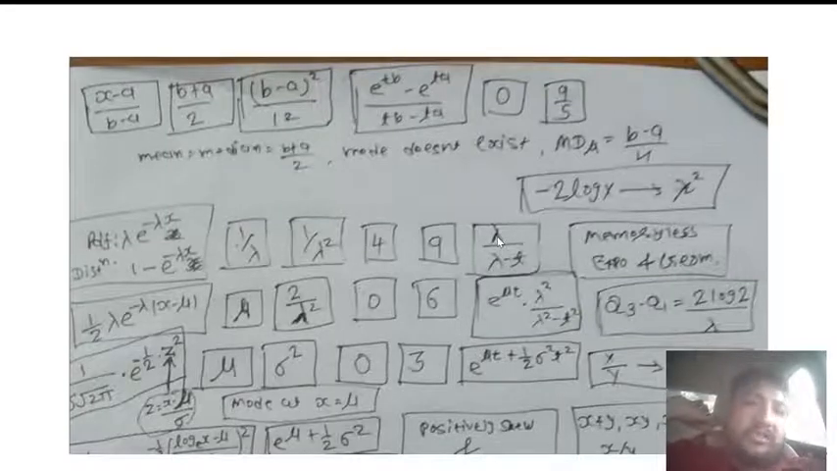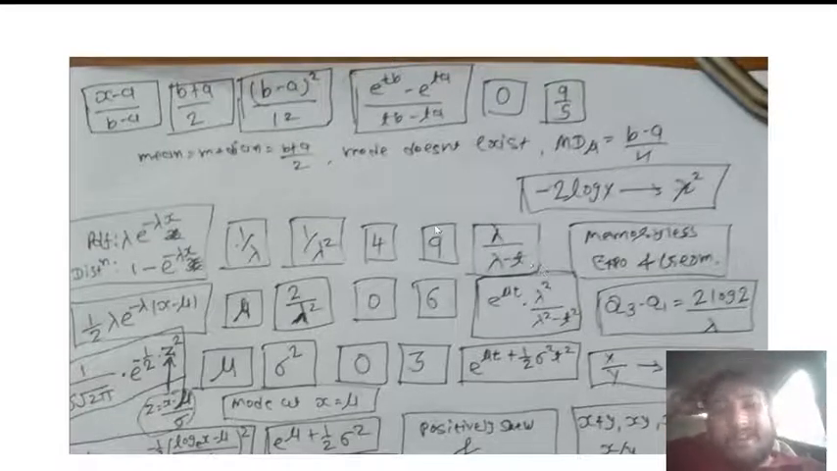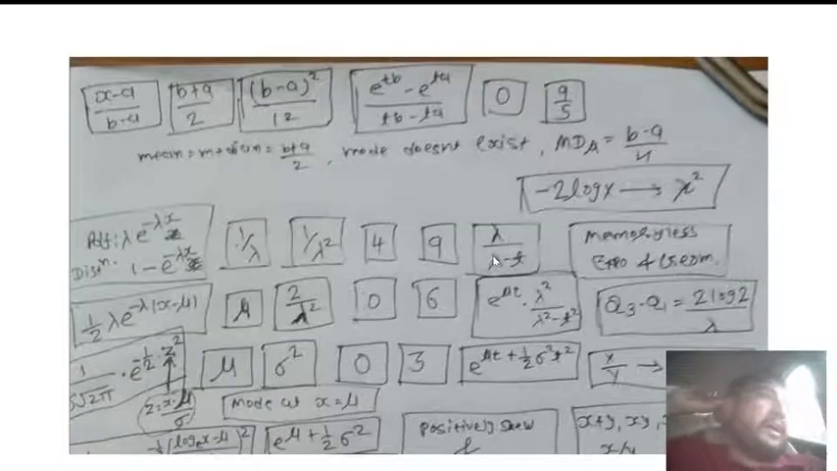So, what is this? Lambda by lambda minus t. Which property is this of the exponential distribution? Lambda upon lambda minus t is the moment generating function. You say M_X(t) or MGF. The moment generating function of the exponential distribution is lambda by lambda minus t.